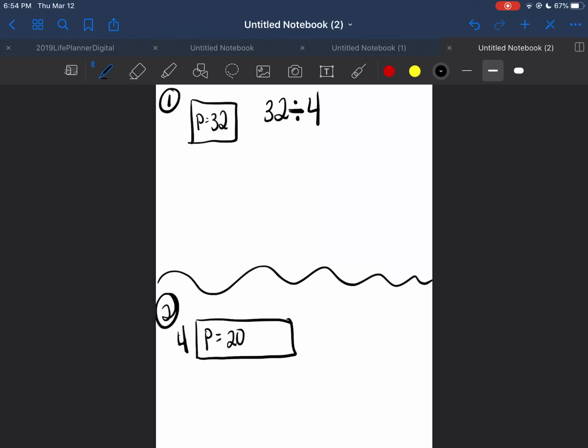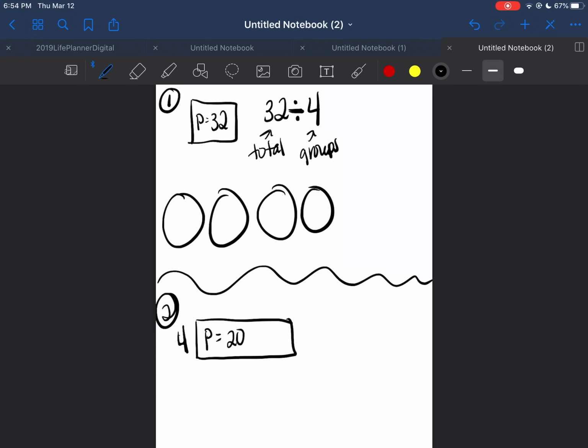I'm going to come down here and use my strategy. We know that 32 is our total number of items we are sharing. 4 is our number of groups. So how many groups am I going to draw? 4. 1, 2, 3, 4. I'm going to share 32, so bear with me. 29, 30, 31, 32.